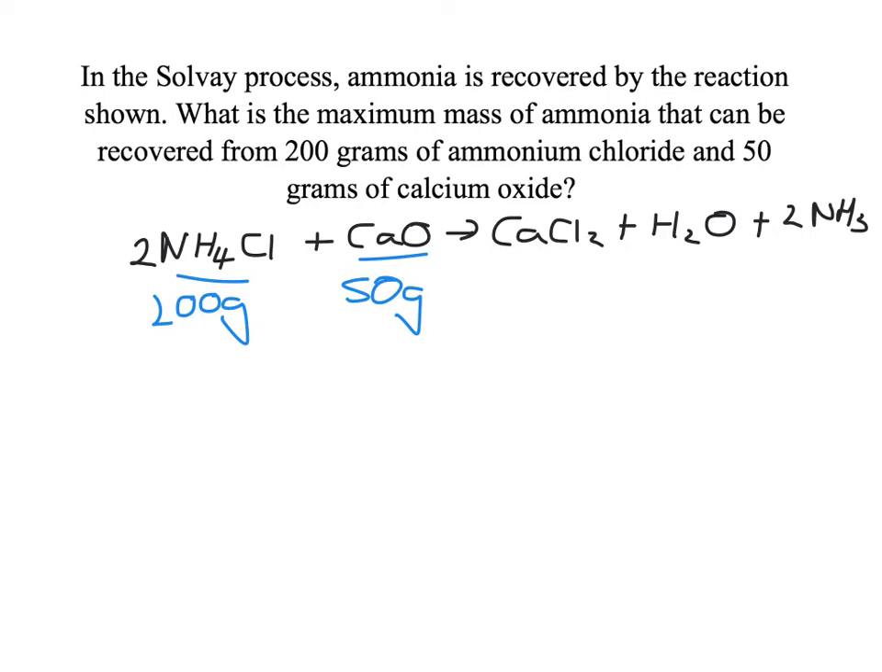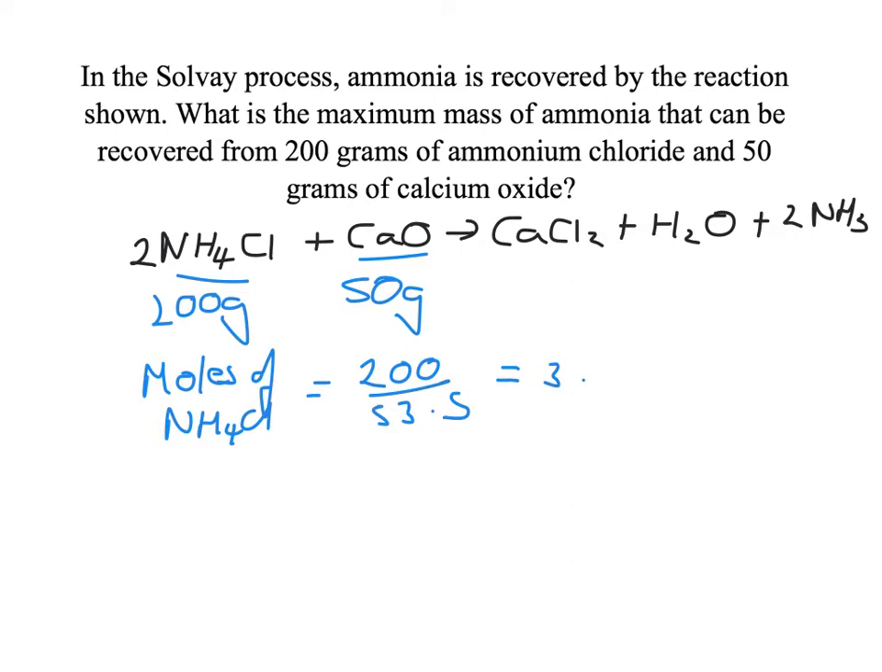So let's work out the moles of ammonium chloride first of all. That is going to be the mass, which is 200 grams, divided by the molar mass, which is 53.5, and that equals 3.74 moles. Now let's work out the moles of calcium oxide.